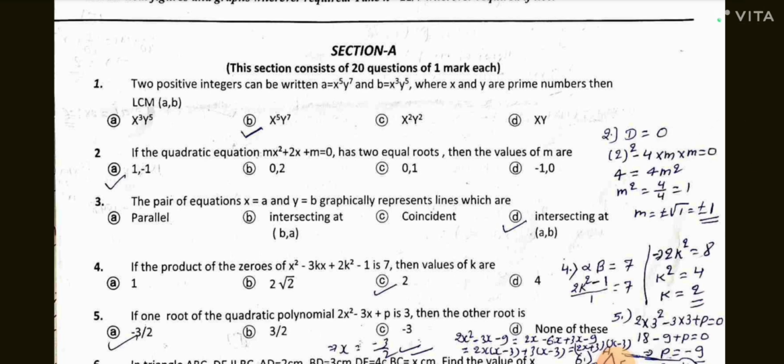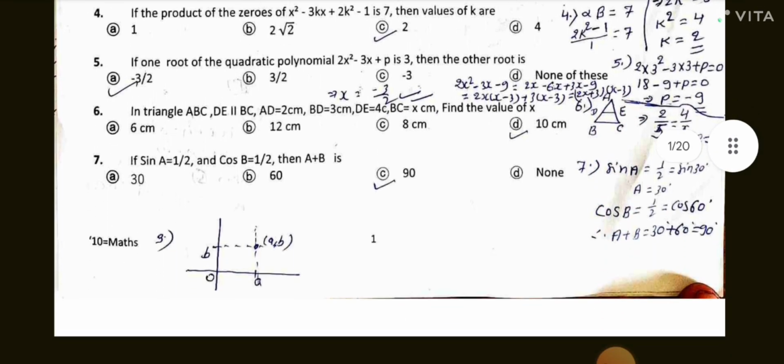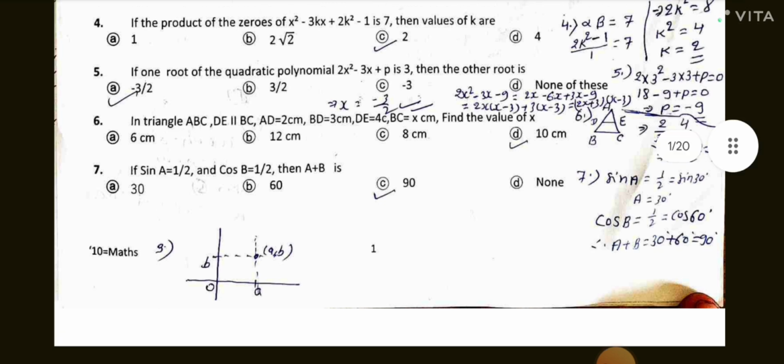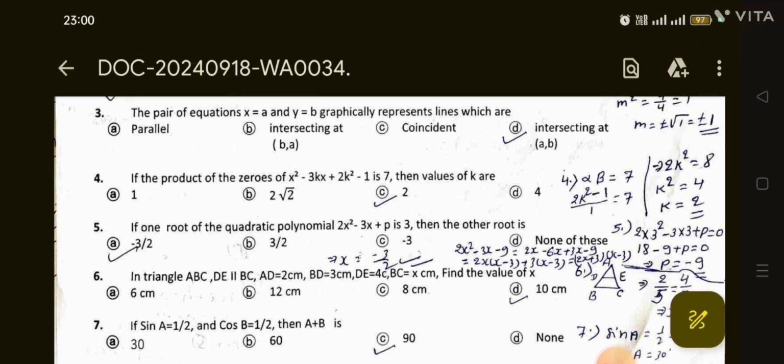Now question 3. The pair of equations x equal to a, y equal to b graphically represent lines which are. Now here you can see that if we want to draw the graph, x equal to a will be parallel to the y-axis and y equal to b means parallel to the x-axis. Both will intersect each other at one point and its coordinate is (a, b). So the right answer is the lines will intersect at point (a, b).